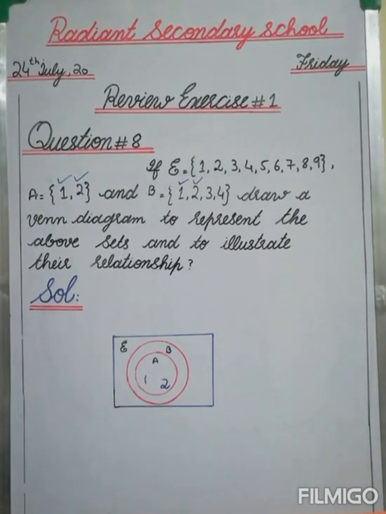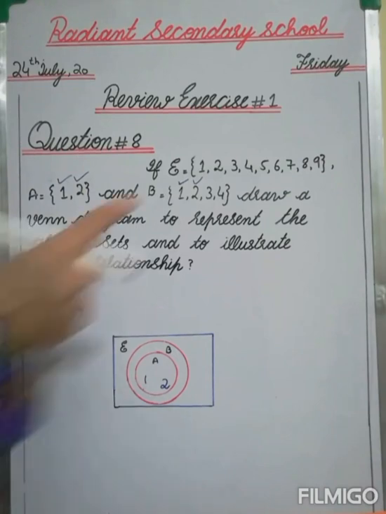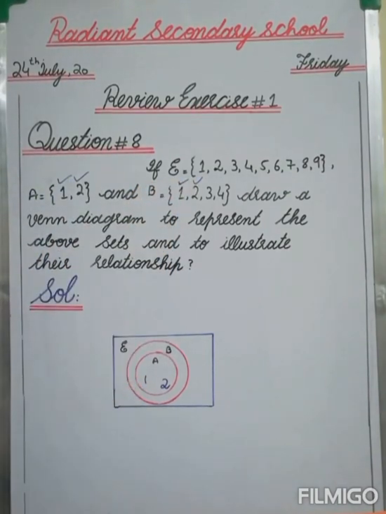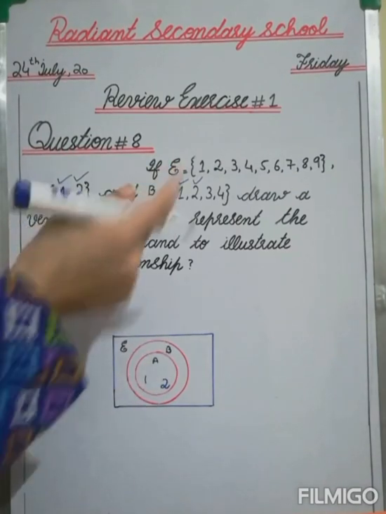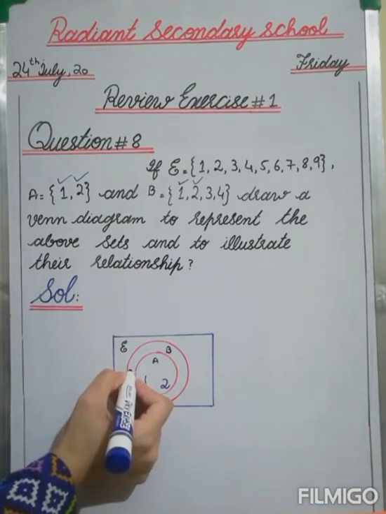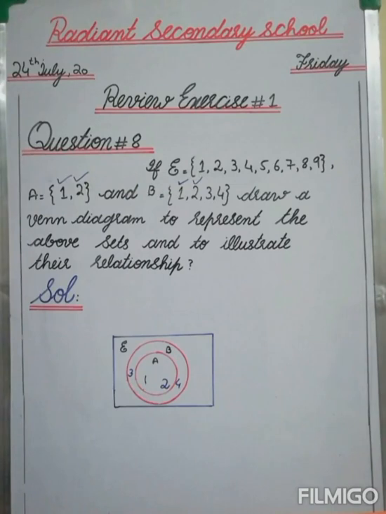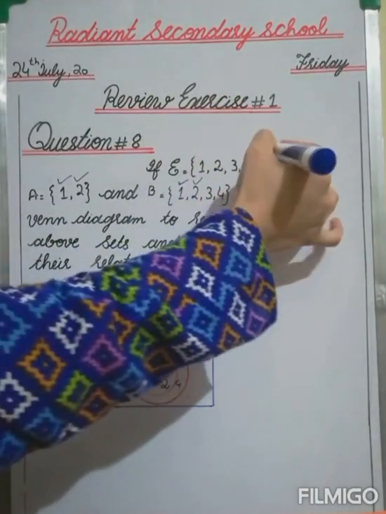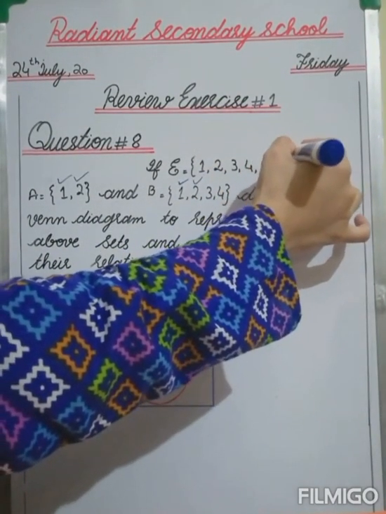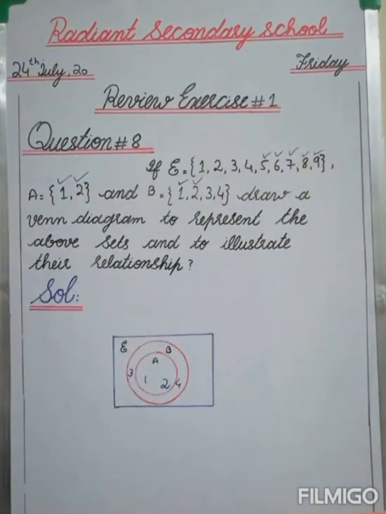Now we will write the remaining elements of set B, because 1 and 2 are already here. These are also the elements of set B. Now we will write the remaining elements. These are 3 and 4. After writing the elements of set A and B, now we will write those elements of universal set which are not present in set A and in set B. Those elements are 5, 6, 7, 8 and 9.